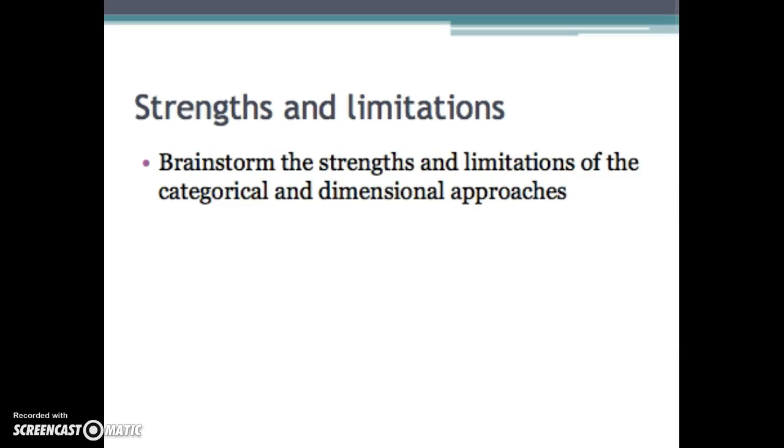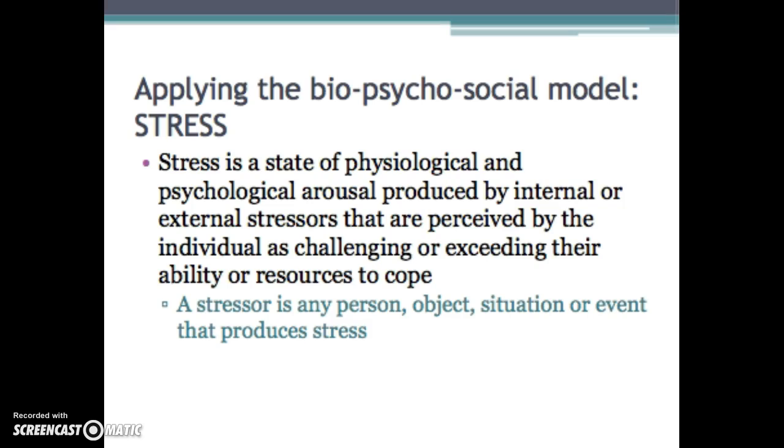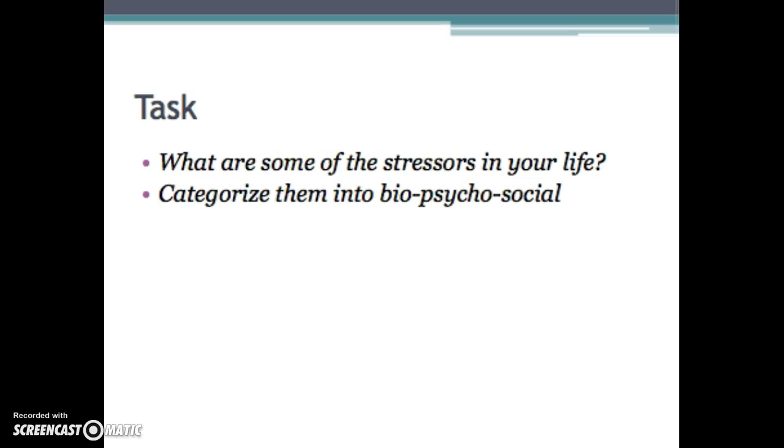We'll also be looking at the strengths and limitations of the categorical and dimensional approaches, and then start looking at the biopsychosocial model, which is a bit of revision from what we've done before. But the reason we're doing this is because the next part of this course will be looking at how we can apply the biopsychosocial model to anxiety disorders, specifically stress. So please take a look at those different questions if you don't get time to do it in class, but we will be debriefing all of that in class, and make sure you write down any questions that you have for me as well.